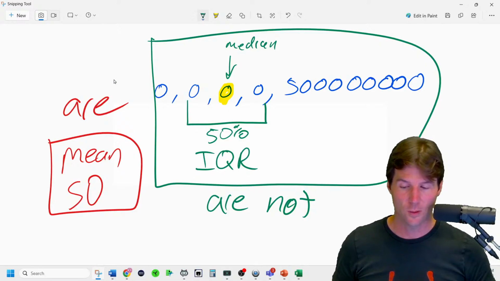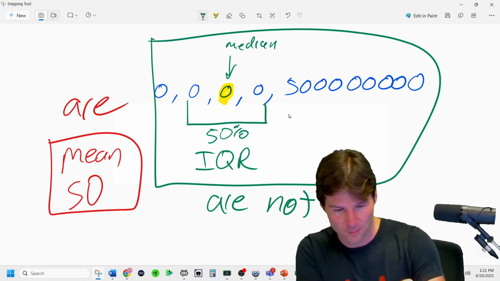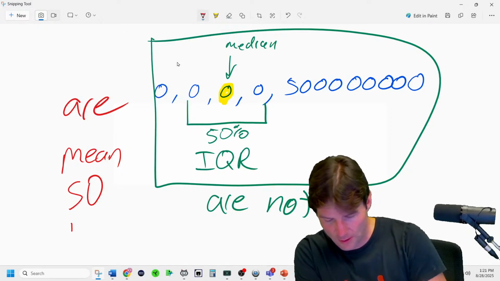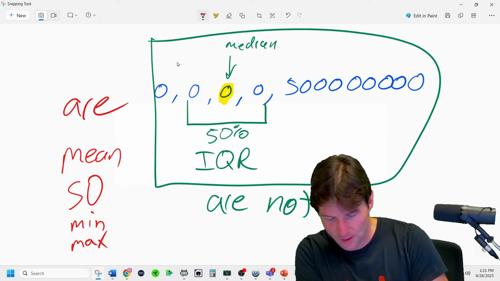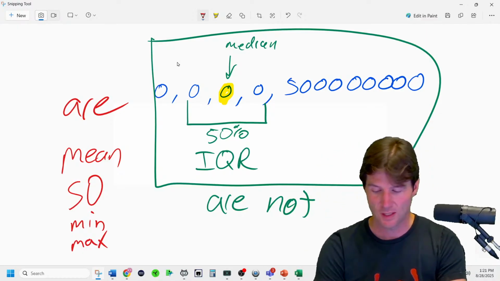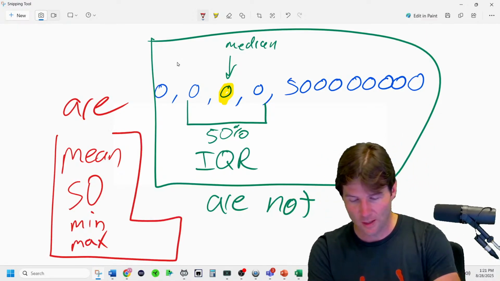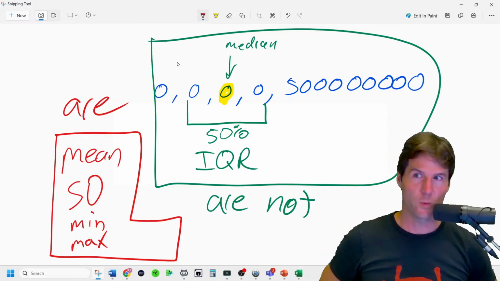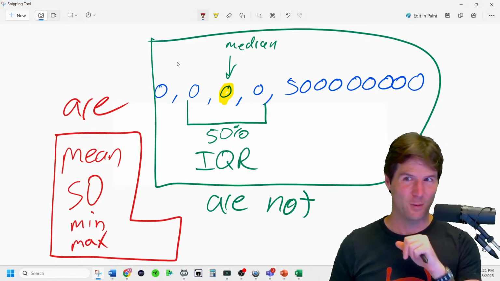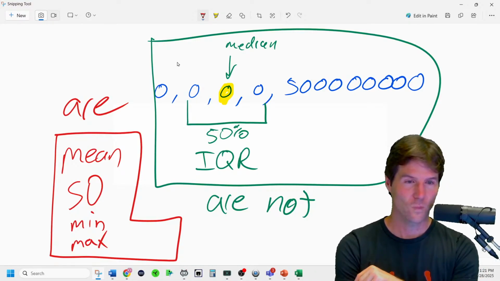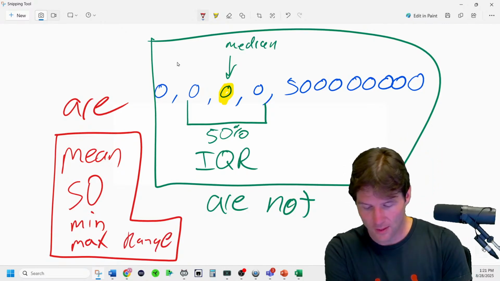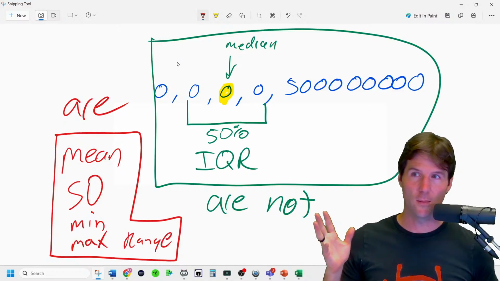The min would also impact the range of the data. So outliers can impact the min or the max. So I could put over here things that are impacted by outliers. I should also put the min and the max. And if the min and the max can be impacted by outliers, what else can be impacted? The range, because it's derived from the min and the max. And then you have the things that are not impacted, the IQR and the median.